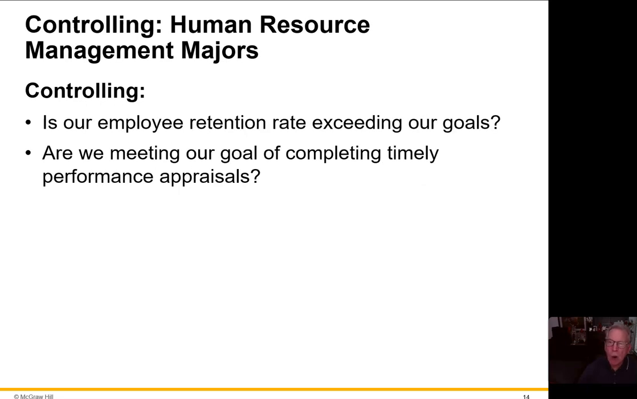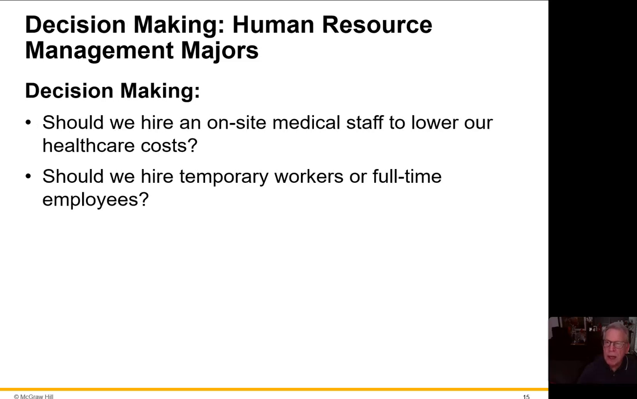So HR also has a controlling function. What about our retention rate? Are we keeping the good people that we want? Does that exceed our goals? Is it less than our goals? How are we doing? And then number two, are we meeting our goal of completing timely performance appraisals? Another controlling function. And then lastly, our HR management majors are going to look at decision making.